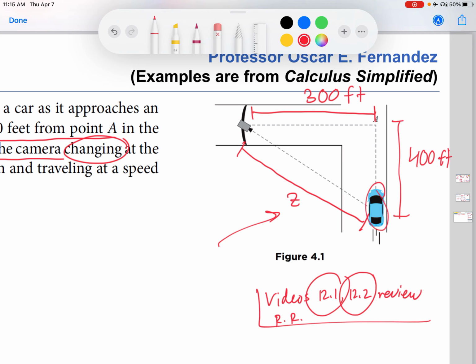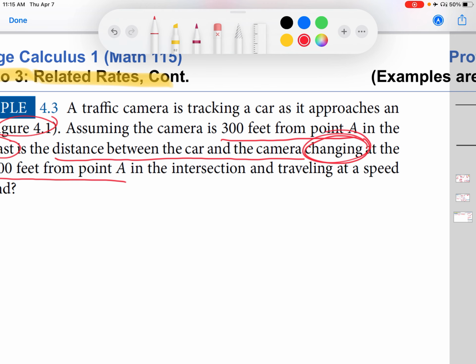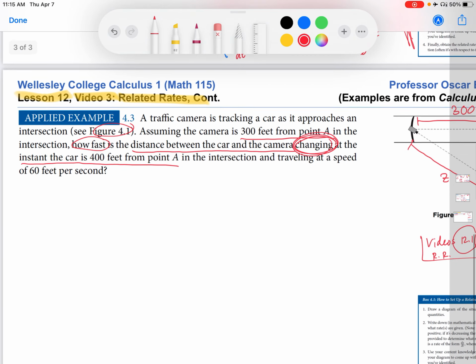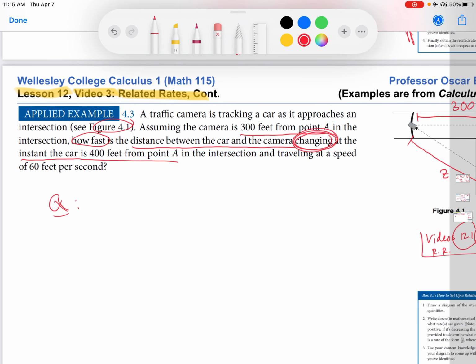That would be true if this car is parked 400 feet away from point A. Then you could use the Pythagorean theorem to find z, right? But whether you pay attention to these three little lines or the fact that the problem tells you that distance is changing, this is telling you that this is really meant to be seen as a dynamic diagram, not a static one. So I'm not going to put in the 400 in the diagram. Instead, the question we want answered is how fast is the distance between the car and the camera? We call that z. How fast is z changing with respect to time at the instant the car is 400 feet away?